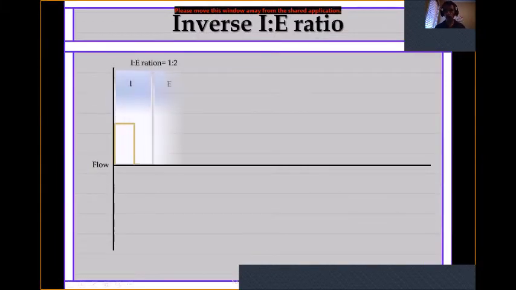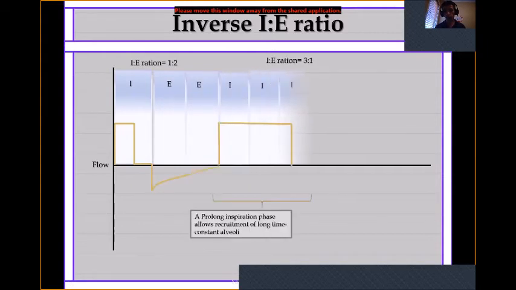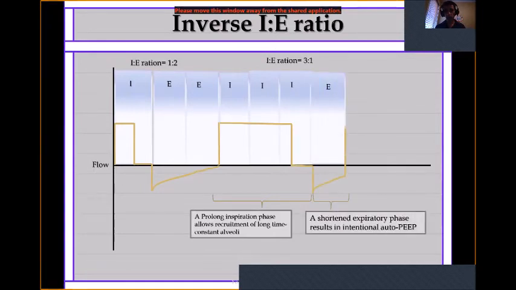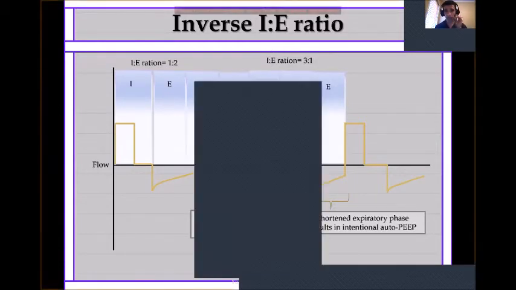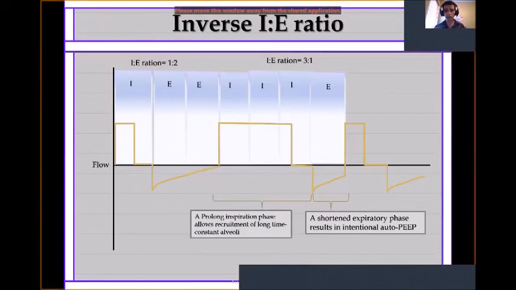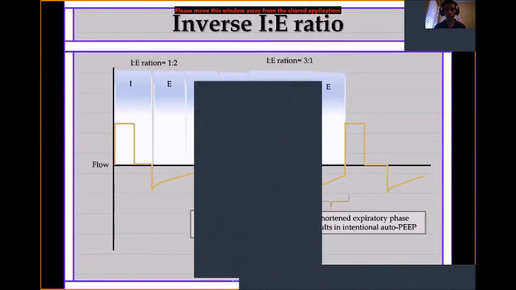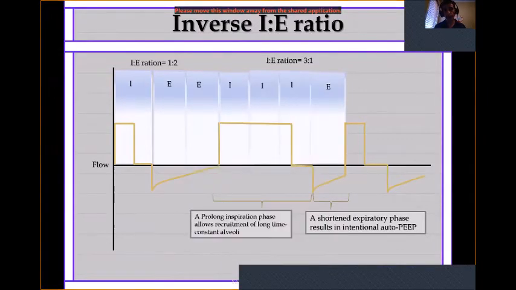Sometimes you need to inverse the ratio. For example, you have a CO2 accumulation or you have a bronchospasm, you can inverse. And this means that the inspiratory time becomes longer than expiratory time. Sorry, that is not right. Inversing the ratio is not during bronchospasm, but if you need to increase your inspiratory time without increasing the rate, you can do inverse ratio. And you can see that the ratio is 1 to 2, while here we are inverting it to 3 to 1.